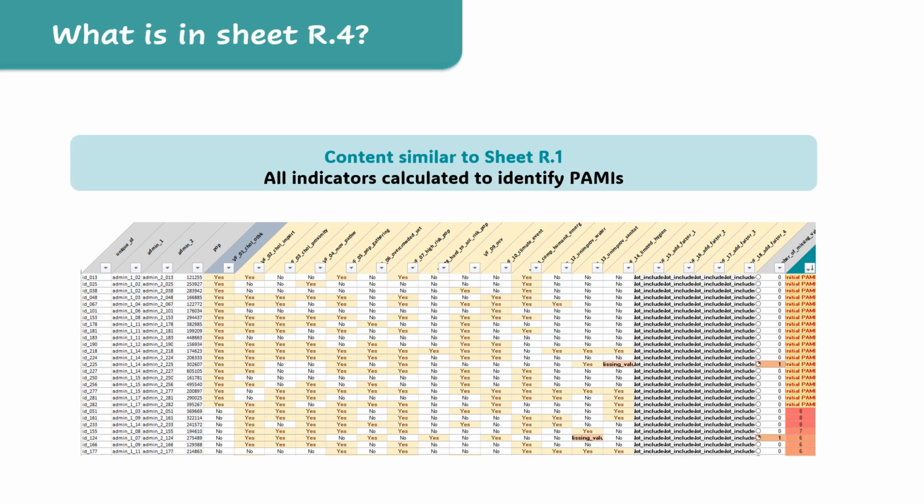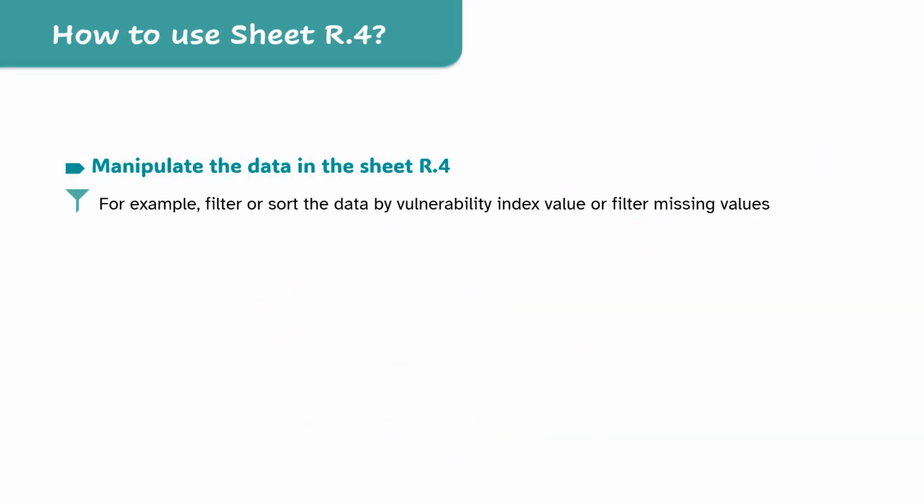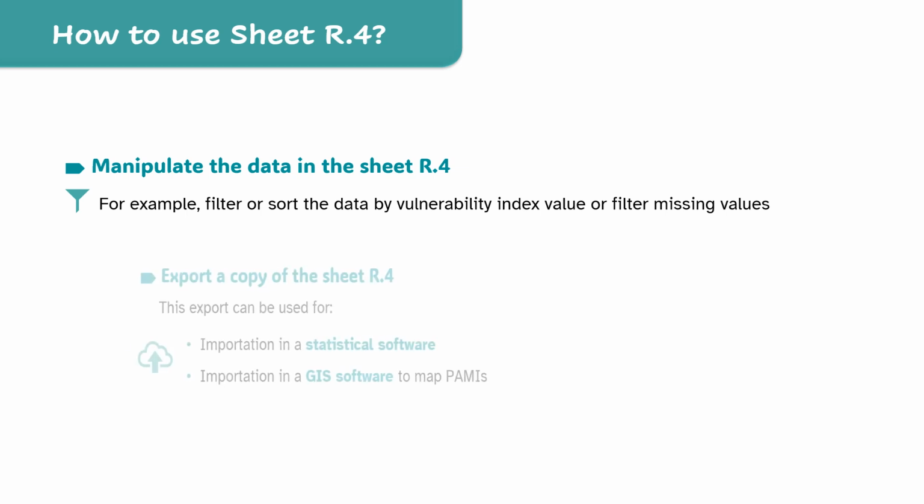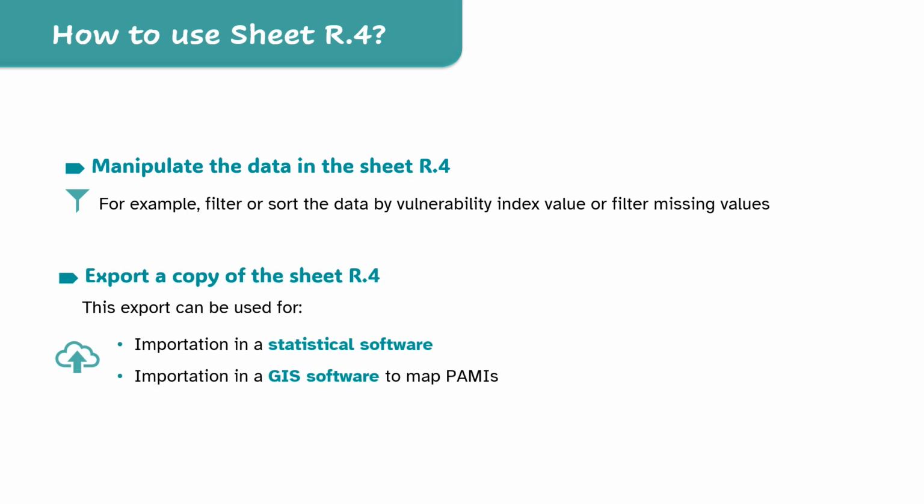The last sheet of the PAMI Excel tool is Sheet R4, Table PAMI Export. This sheet mirrors the content of the Sheet R1 Priority Index Calculation. The same variables are displayed. You can manipulate the content of Sheet R4 as needed. Feel free to explore the outputs by filtering and sorting the values. You can also export the content of Sheet R4 to import it in a statistical software for further analysis, or to import it in a GIS software to map PAMIs.